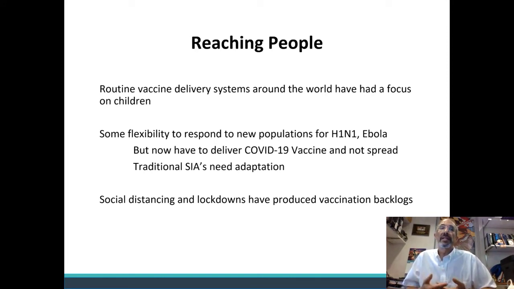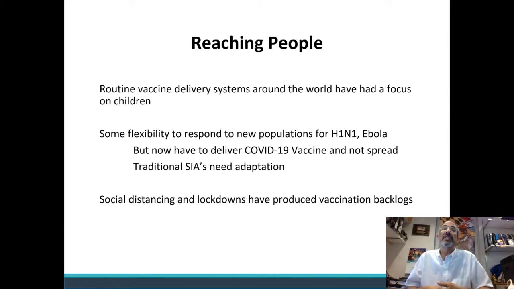If we're going to do an SIA, we can't do our SIAs the same old way. SIA stands for Supplemental Immunization Activity. In other words, a campaign to go out to a community and say, from Monday through Friday, we're going to be in the public square vaccinating everybody who shows up. You can't do that anymore without modification.